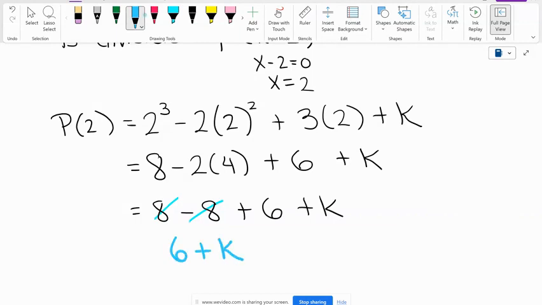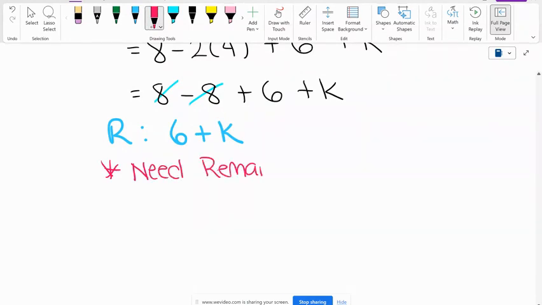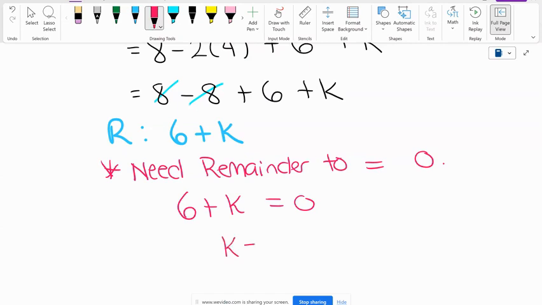Do we all agree this would represent our remainder? Okay, but what do we want our remainder to be? We need our remainder to be 0. Why do we want our remainder to be 0? So it's a factor, exactly. So now, let's write this down, need remainder to be 0. So we're going to take our remainder, 6 plus k, and set it equal to 0. When will our remainder equal 0? When k is equal to -6.